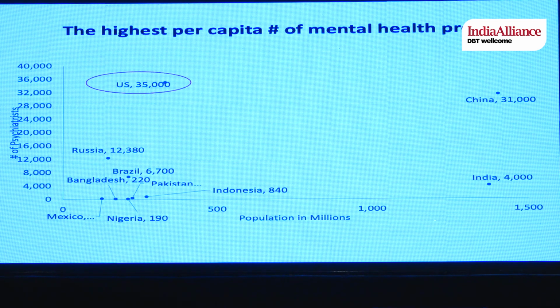You'll see here population size of different countries, China and India is out there. And on the y-axis, you see the per capita density of psychiatrists. And you can see, whoa, look at them here. 35,000 psychiatrists, making it the most well-resourced country in the world when it comes to mental health professionals. And this is just psychiatrists. If you had to add psychologists and psychiatric nurses and so on, the US is off the charts.